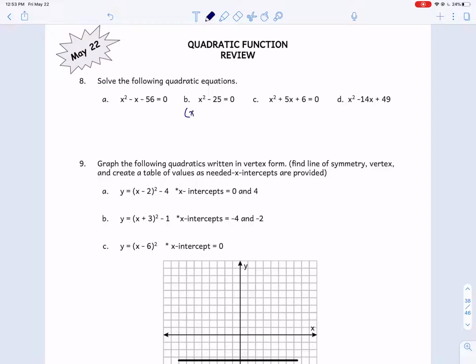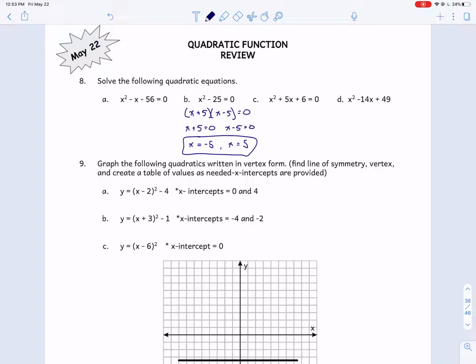So we have x plus 5, x minus 5 equals 0. Split those apart. X plus 5 equals 0. X minus 5 equals 0. So we get x equals negative 5, and x equals positive 5.